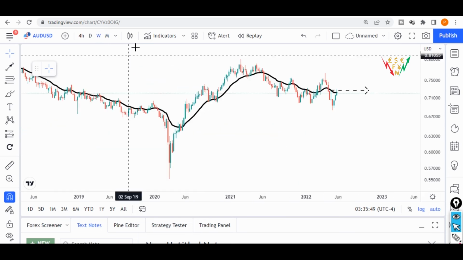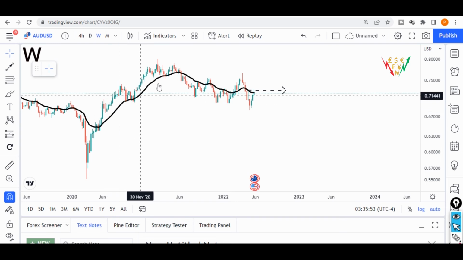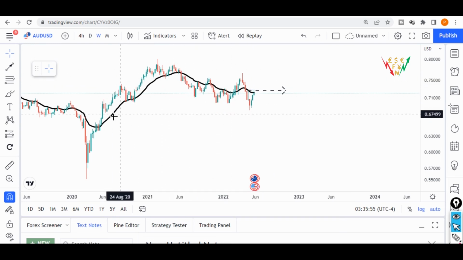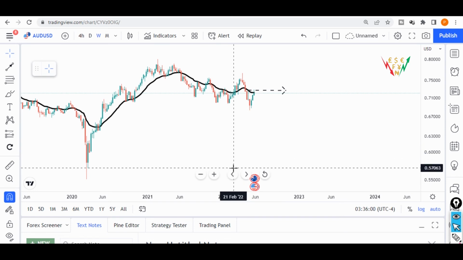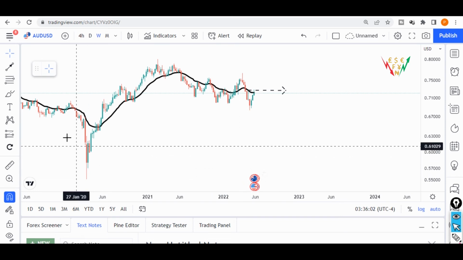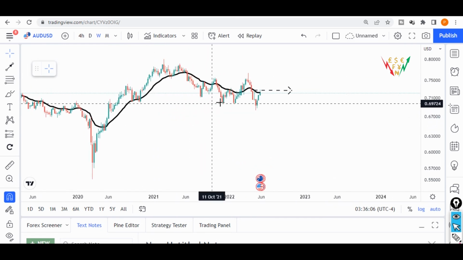So let's go on the weekly chart and see what we have here. On the weekly chart, remember, this is the monthly, these are the weekly EMA that we use, guys. In the Zoom meeting that we host from time to time, I do explain why I use the EMA 20, and how I use it.